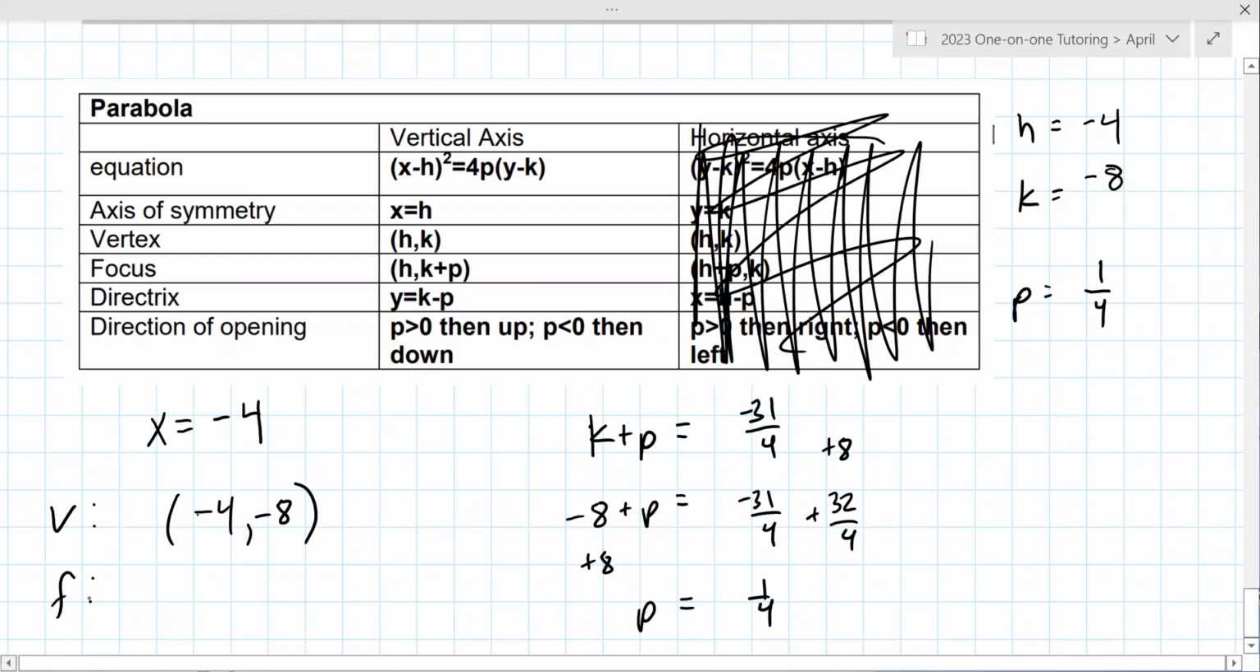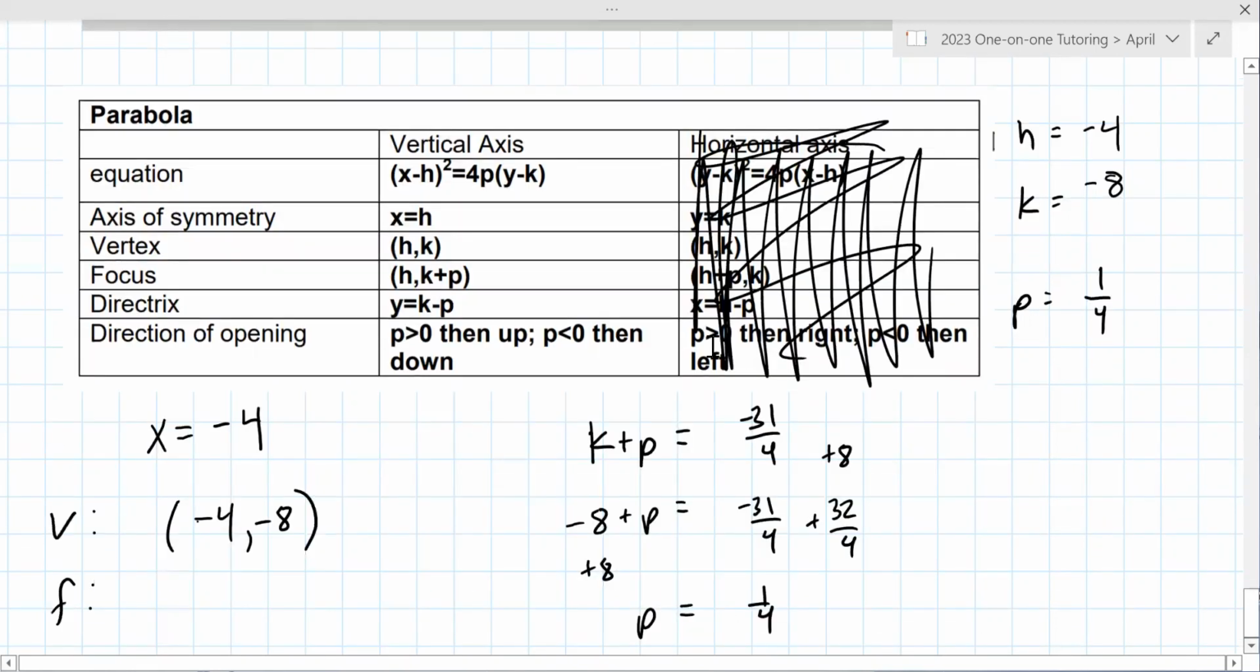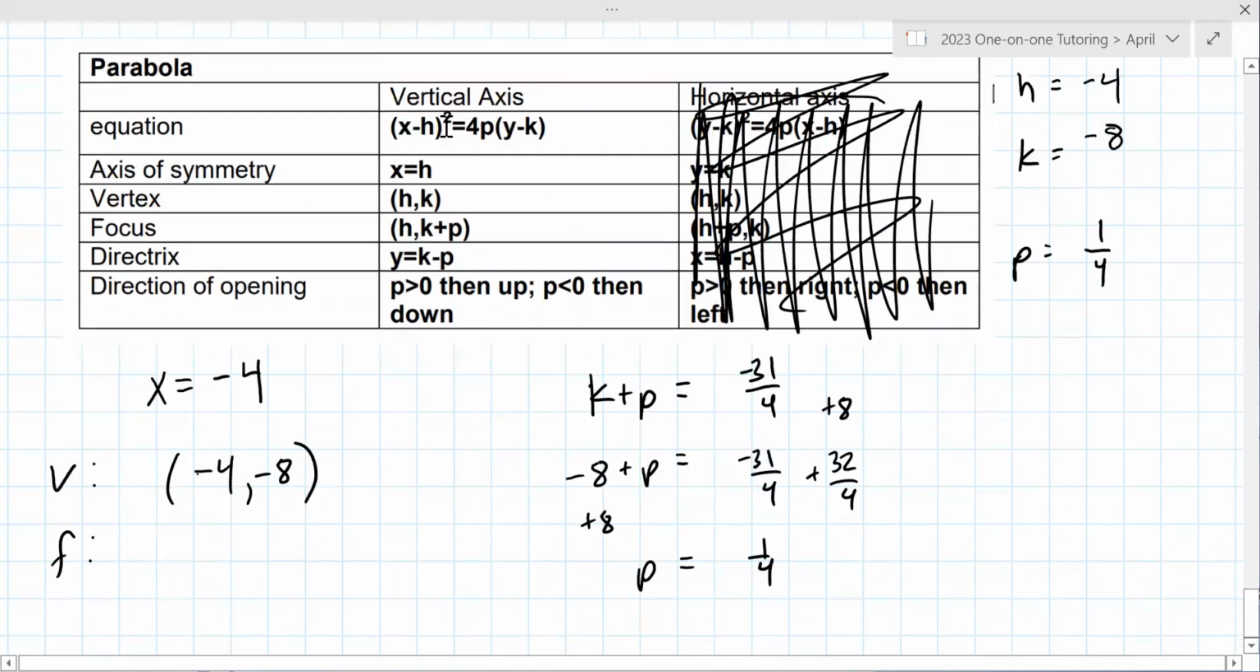Oh, I'm sorry. We're not doing that. We're just writing the equation. I'm so sorry. We don't need to do all that. So you just need to write the equation now. The equation up here using H, K, and P.